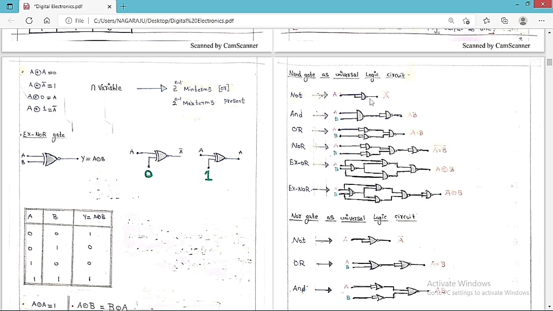So this is the NOT gate, this is the AND gate, this is the OR gate, this is the NOR gate, this is the XOR gate, and this is the XNOR gate. Totally, 1 NAND gate is required to make a NOT gate, 2 NAND gates for the AND gate, 3 NAND gates for the OR gate, 4 NAND gates for the NOR gate, 4 NAND gates for the XOR gate, and 5 NAND gates for the XNOR gate. So these are the circuits that you always have to keep in your mind.